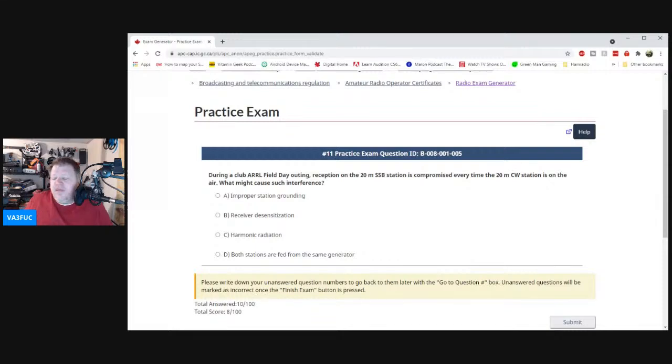Say if me and another guy were close to each other and we were on our 2 meter radios. If me and the person are in the same area, broadcasting in the same area, we can desensitize our radios so our radios don't hear each other. So B is the right answer.